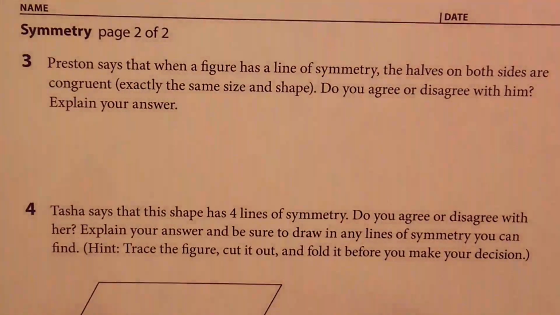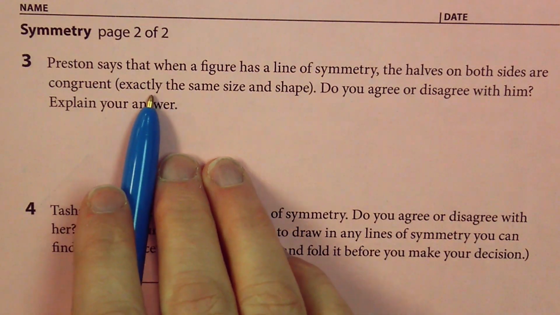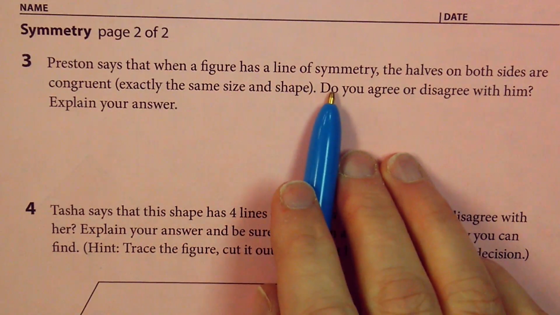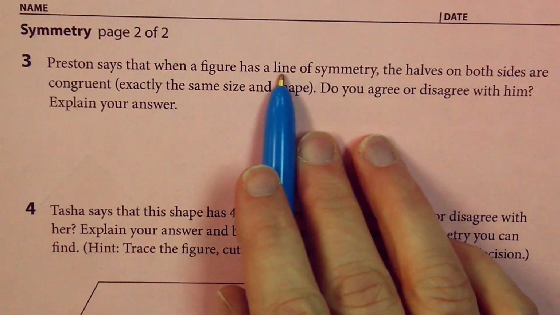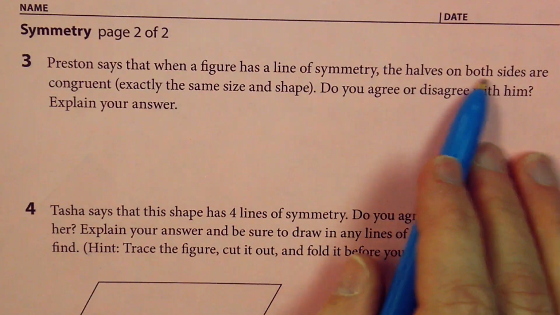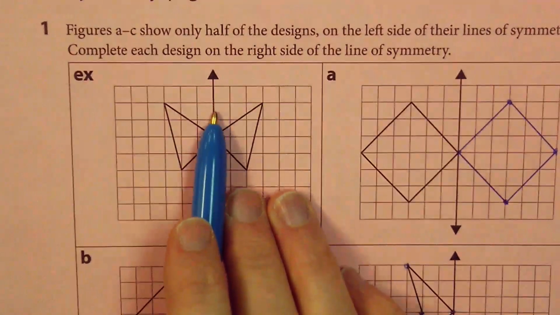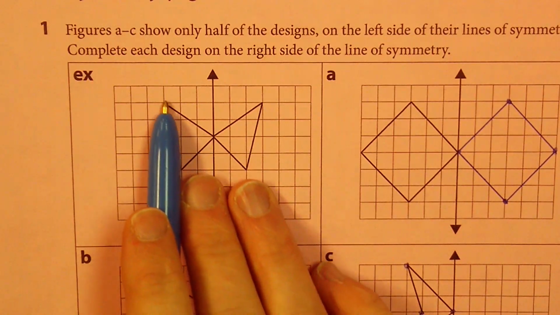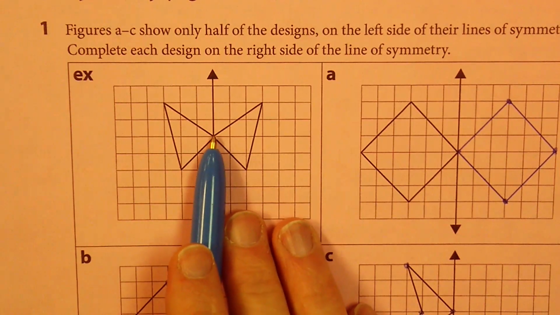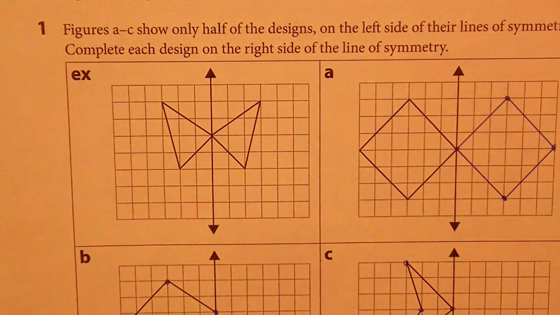Preston says that when a figure has a line of symmetry, the halves of both sides are congruent, which means exactly the same size and shape. Do you agree or disagree with him? So when a figure has a line of symmetry, the halves on both sides are congruent. They're exactly the same size and shape. Here's my line of symmetry. Is this the exact same size? It is. Is it the exact same shape?